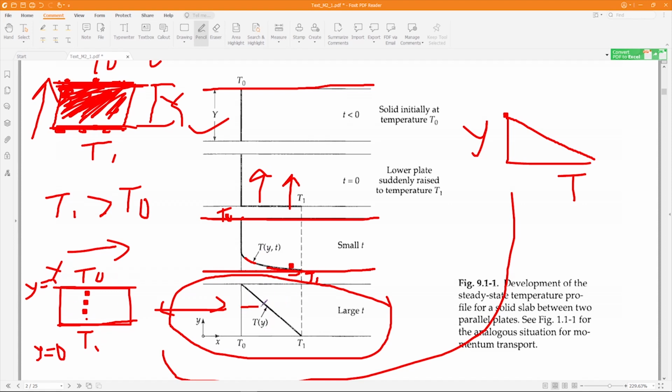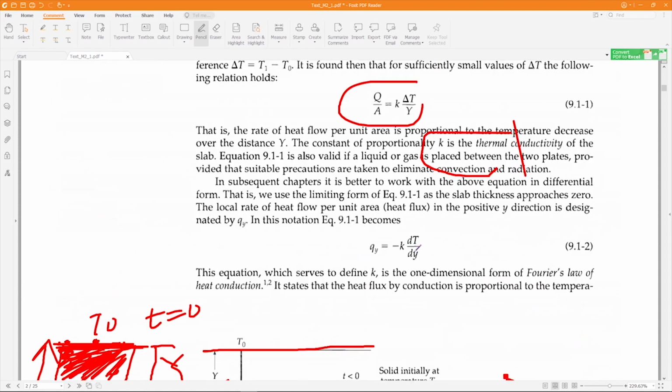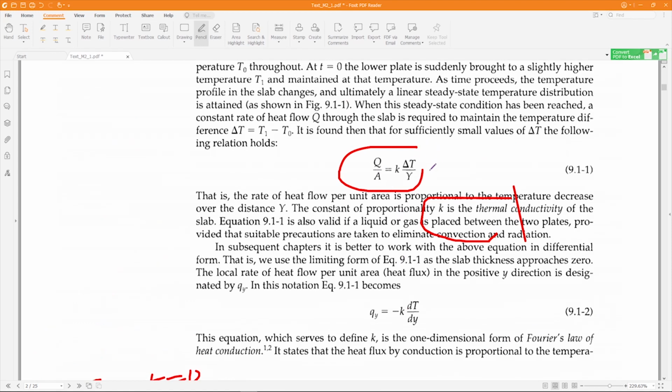What about in between these two? If you check this point, at y equal to, let's say, the half point, what is the T value? T is something between, the average of these two, T naught and T1. So from this experiment, we can easily conclude that this is true.